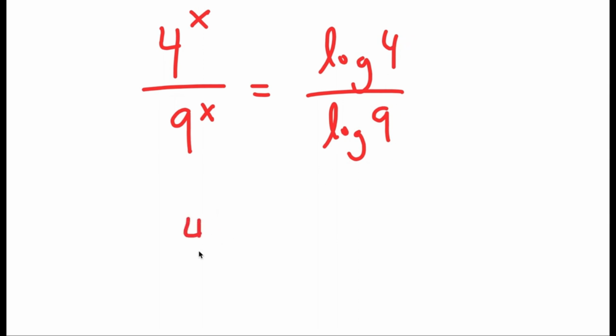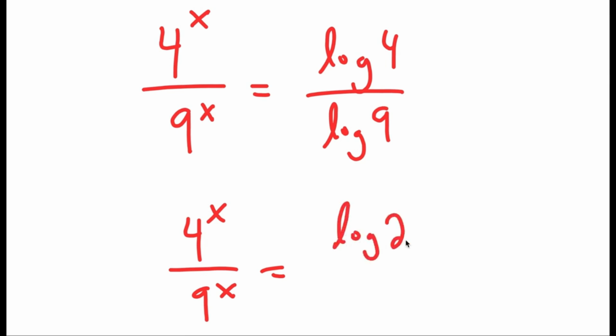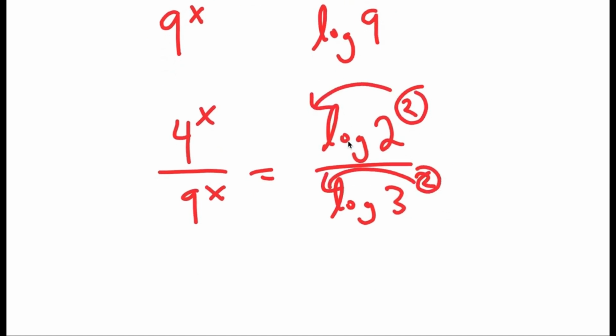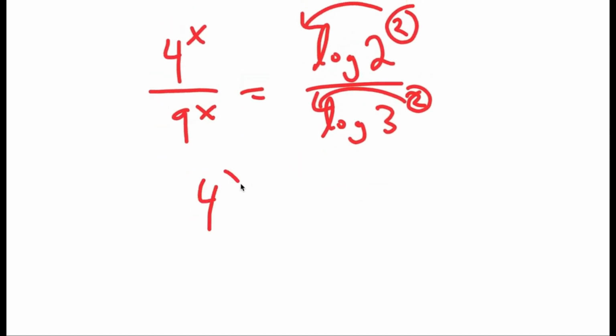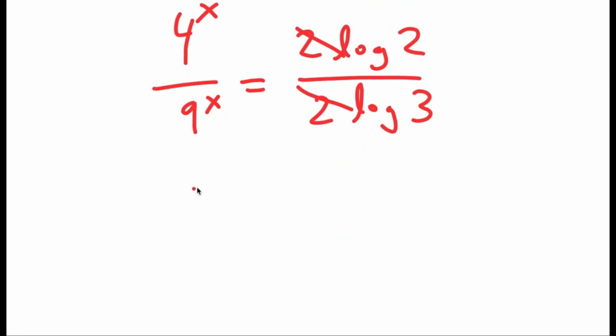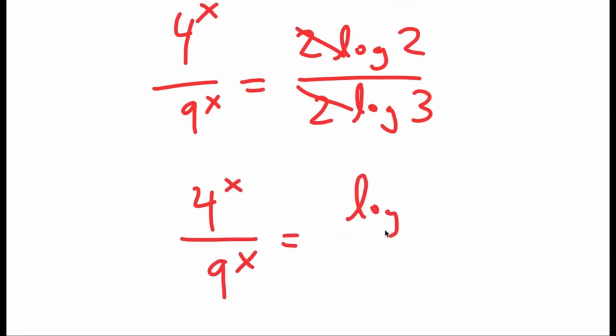Now log 4 is the same thing as log of 2 squared, and log 9 is the same thing as log of 3 squared. So I can move 2 to the front on both, and I get 2 times log 2 over 2 times log 3. So now I'm going to divide both sides by log 2, and I get 4 to the power of x over 9 to the power of x is equal to log 2 over log 3.